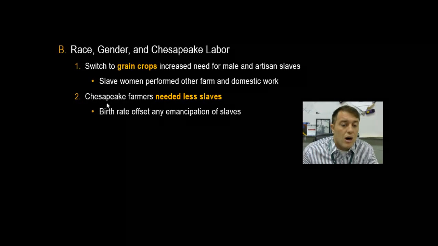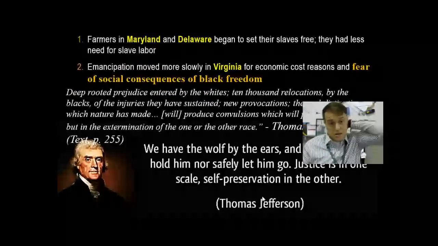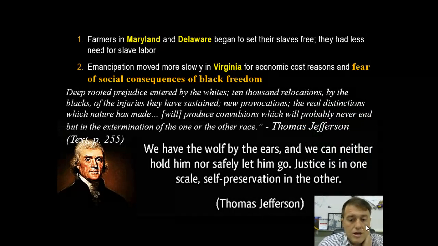So what is going to happen to these slaves, given that they need fewer of them? Some of you may have said they'll be emancipated, which is partially true, but many of them are actually going to be sold for a profit to the developing farmlands in the Southwest. Maryland and Delaware began to free their slaves; they had less need for them. Emancipation moved forward slowly in Virginia.